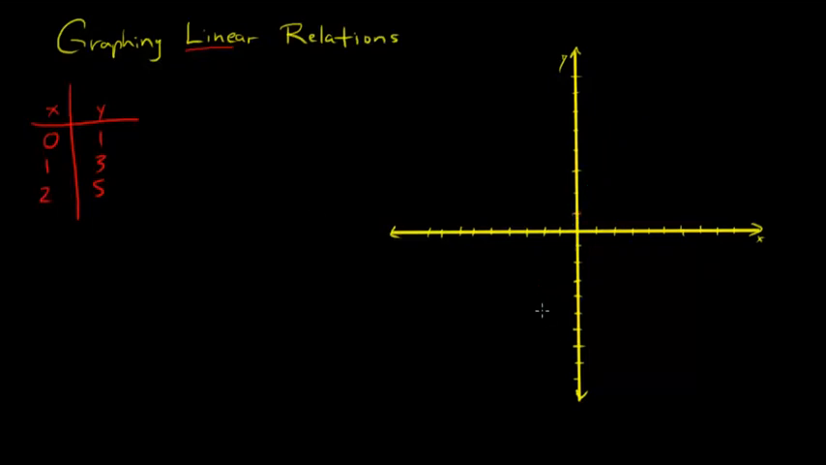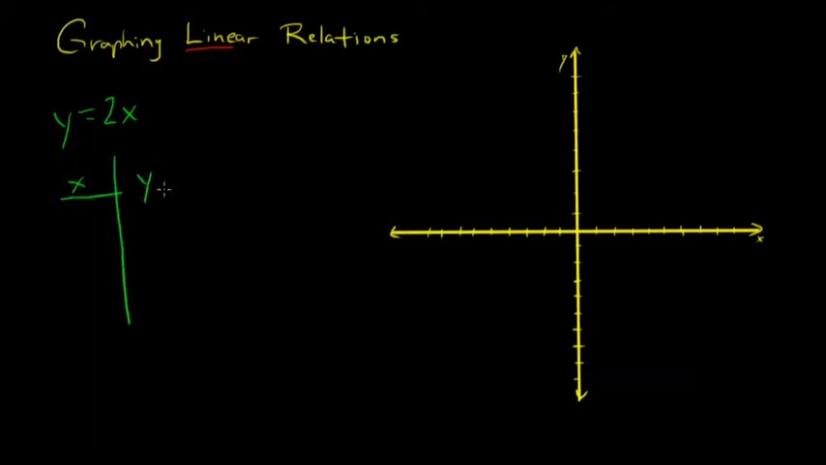What if I didn't give you a table of values at all? What if all I gave you was an equation? Something like, say, y equals 2x. Well, you have to make your own table of values now. So you do x on the left, y on the right. We'll start off with some easy values, 0, 1, and 2.